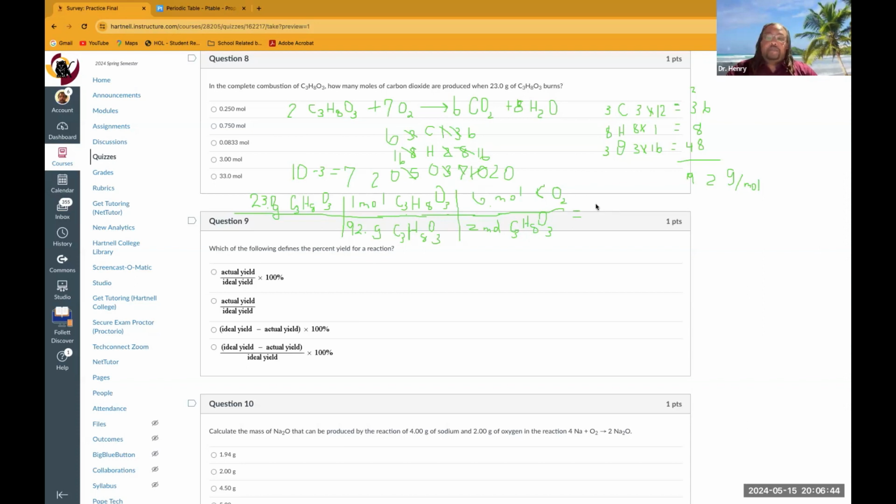What do you guys get? 0.750 moles of CO2. Okay, so not too bad.